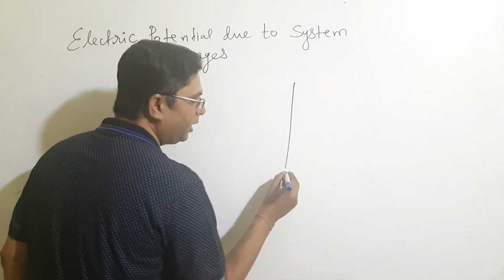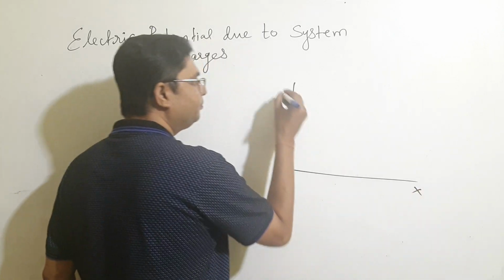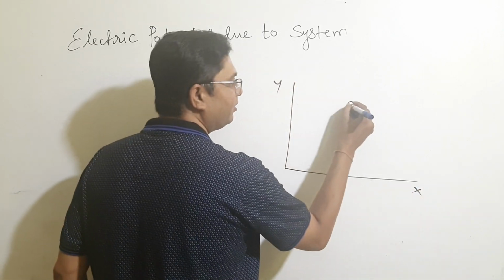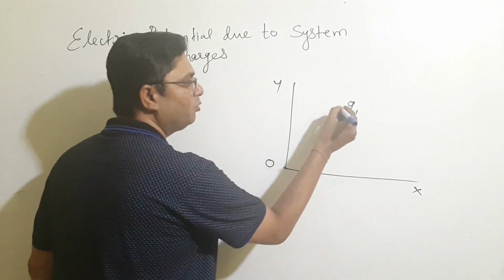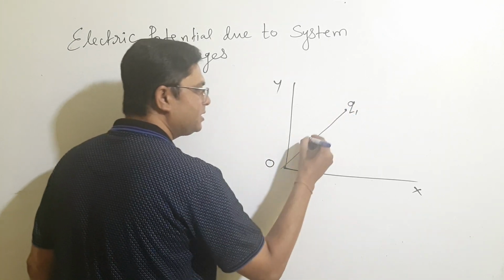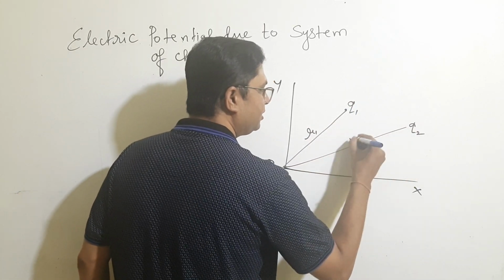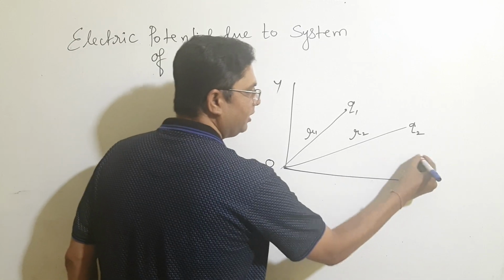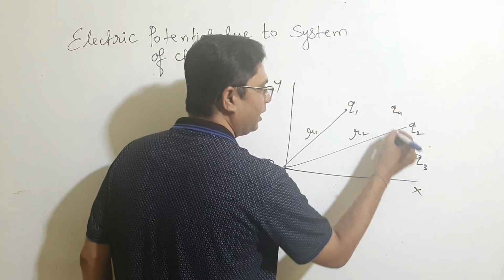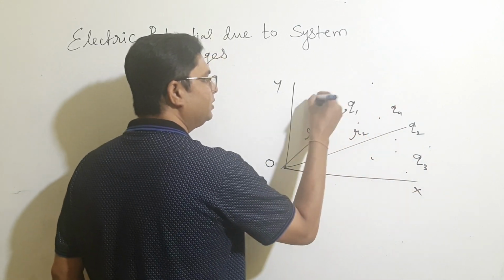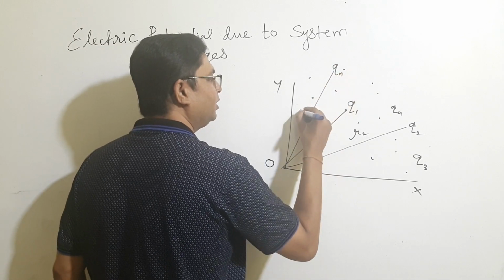Suppose we take an xy axis, and here we have a charge q1. This is the origin where we require the potential, so we join this charge. The distance is r1. In the same way, here is another charge q2, with distance r2. In the same way, in this space there are other charges q3, q4, q5, q6, q7, many charges. This is a charge qn, so its distance is rn.